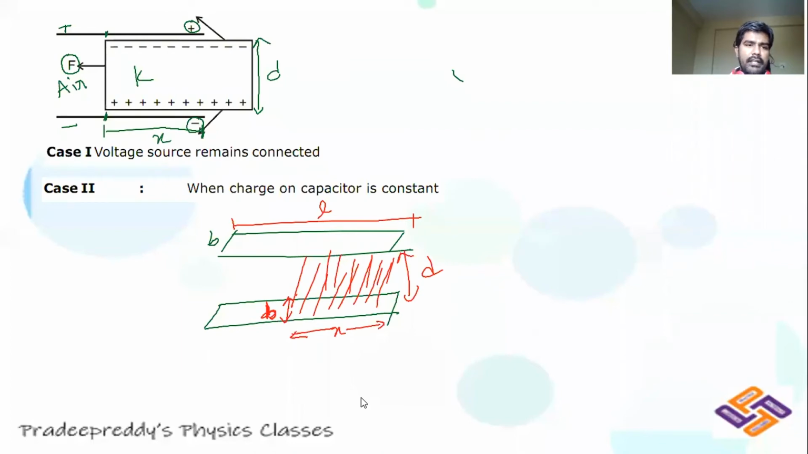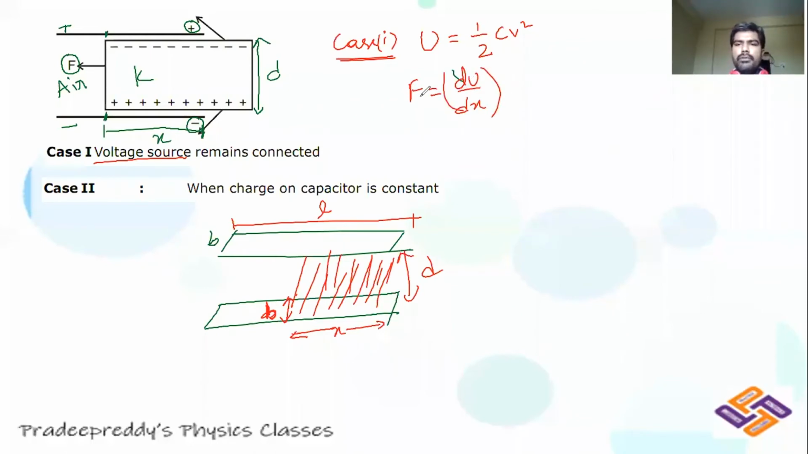And here we are connecting a voltage source. The voltage source is not disconnected, the voltage source remains the same. First we shall learn what happens if the voltage source is retained. Whenever the voltage source is retained, we can find the potential energy as half C V square. Why am I finding potential energy? You have a relation between force and potential energy: F is equal to dU divided by dx. That is the relation between force and potential energy. So if you are able to find the potential energy here, and if you differentiate that with respect to x, you will get the force, right?